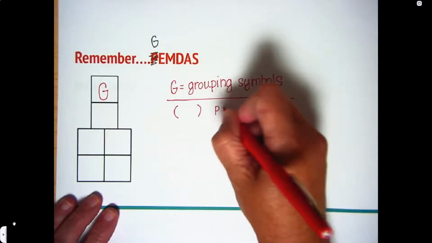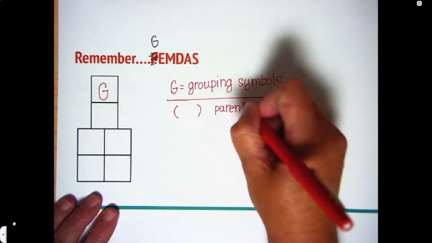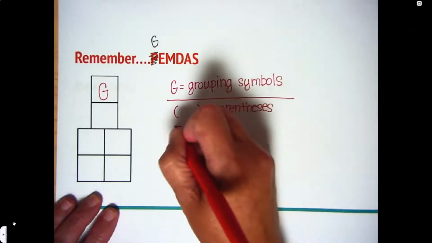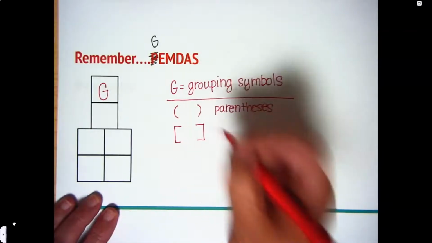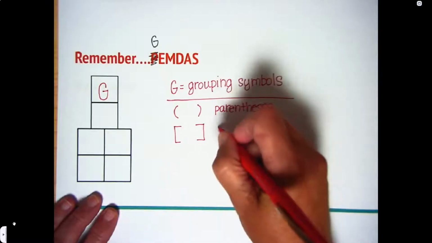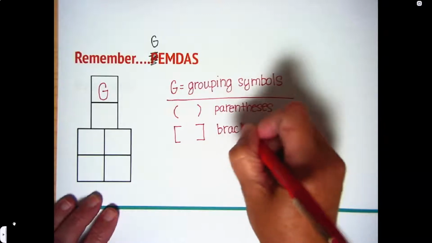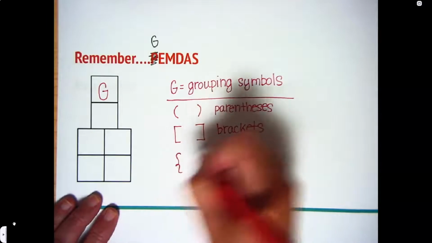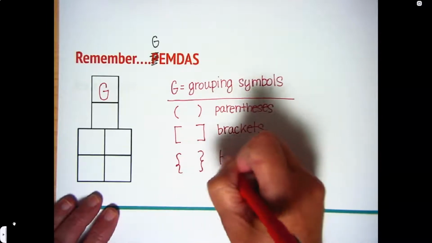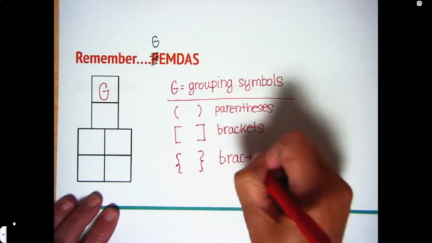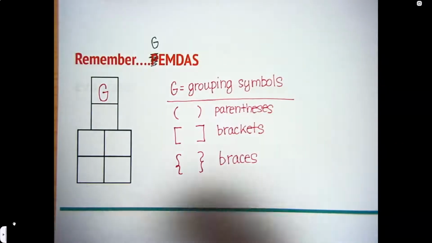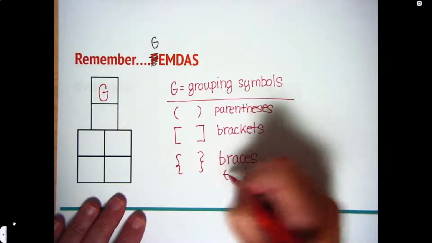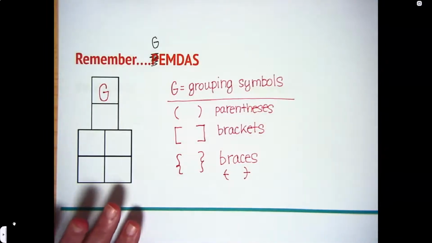You've certainly got your parentheses. You could have these square type grouping symbols. These are called brackets. Next up, we have the fanciest ones, probably the hardest to write for most people as well. These are braces. If you ever need to write braces and you have a hard time with those, feel free to do parentheses for those and then put a little line in the middle of it. That'll work just fine.